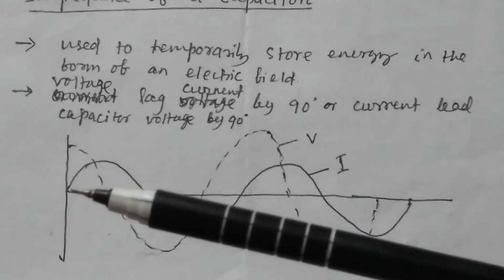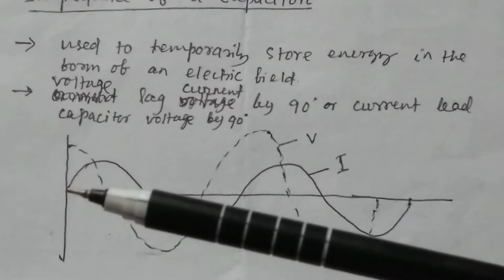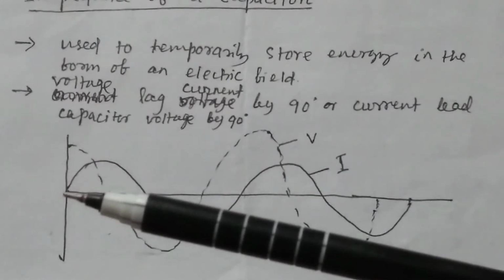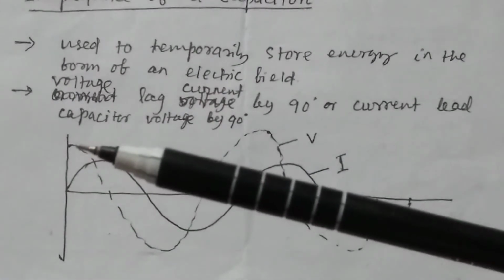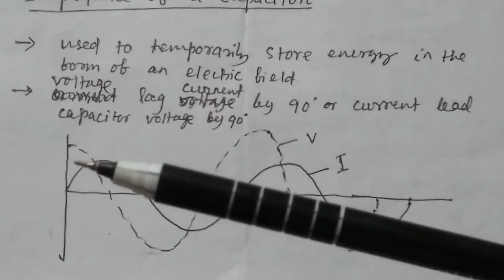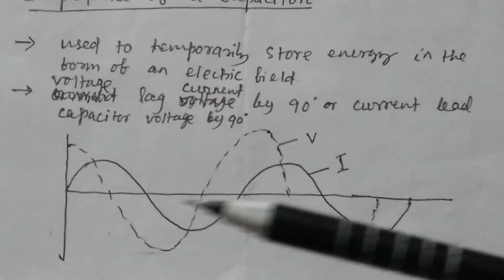You see the voltage lags the current by 90 degrees. The current starts from here at time t equal to 0, and the voltage starts from here. That means the voltage lags the current by 90 degrees, or the current leads the capacitor voltage by 90 degrees.